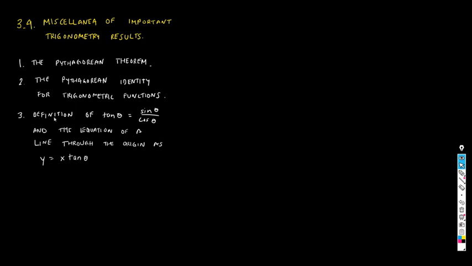And number three, we're going to define tangent of theta as the ratio, or the division, of sine of theta over cosine of theta. And we're going to look at the equation of a line through the origin as y equals x times the tangent of theta. We're going to see what it means in a moment. So this is going to be another equation that represents a line, in this specific case, when it's through the origin. So let's start. Probably everything is gonna fit in here.